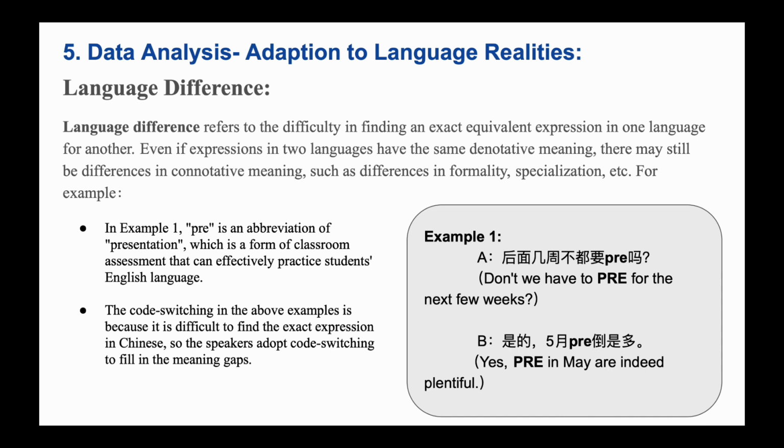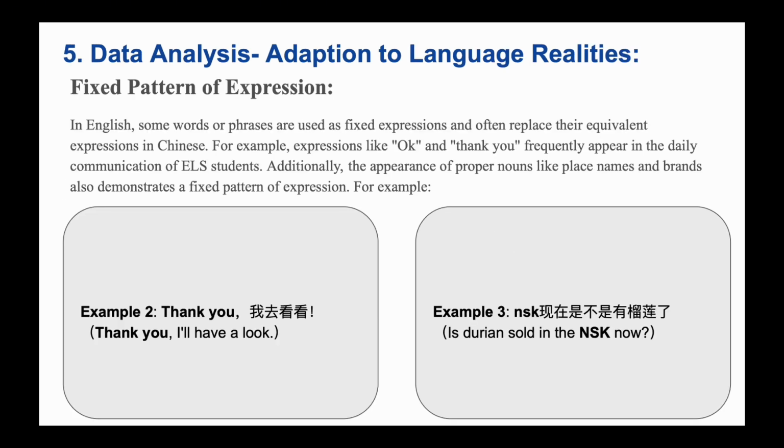In example 1, pre is an abbreviation of presentation because it is difficult to find the exact expression in Chinese. The speakers adopted code switching to fill in the meaning gaps. Next is fixed pattern of expression. Here, thank you is a fixed expression and NSK is a proper noun.